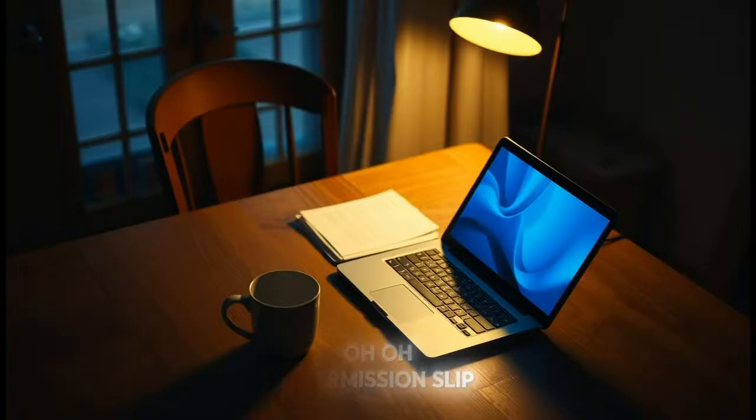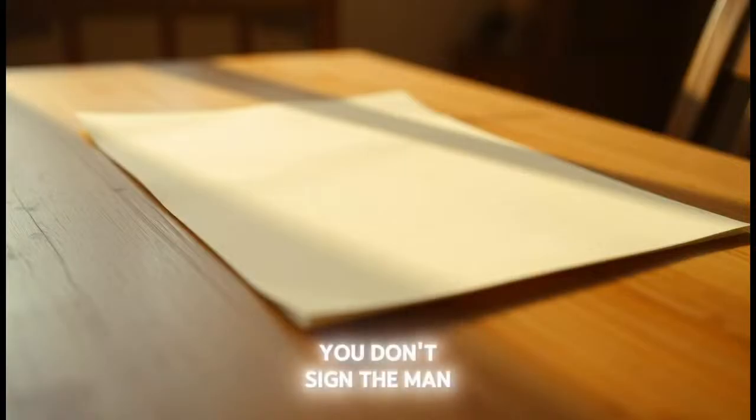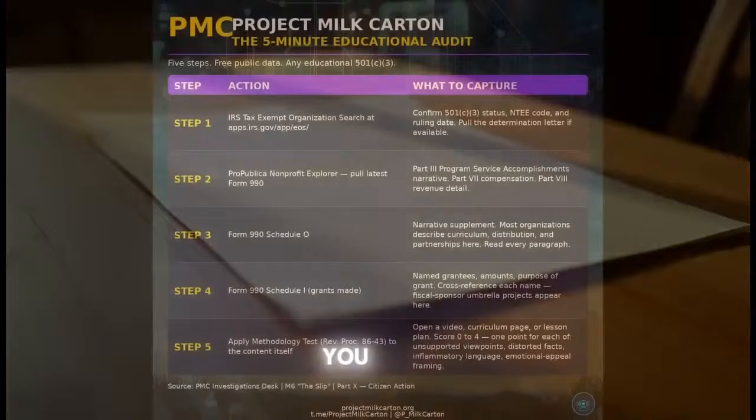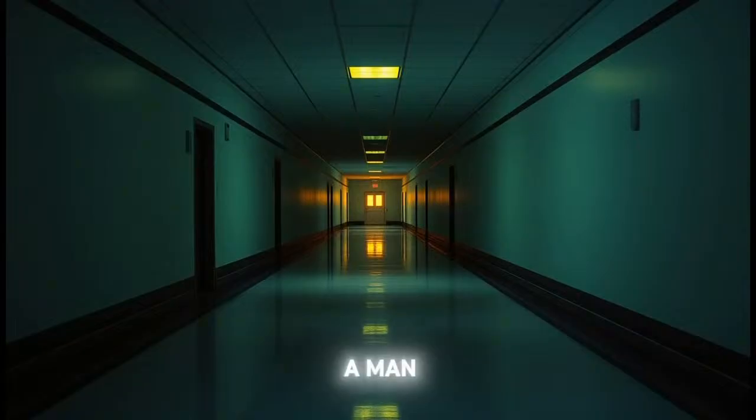A permission slip is not a lesson, a permission slip is not a plan. You sign the form at the kitchen table. You don't sign the man. Read the second page. Read the second page before you sign the man.